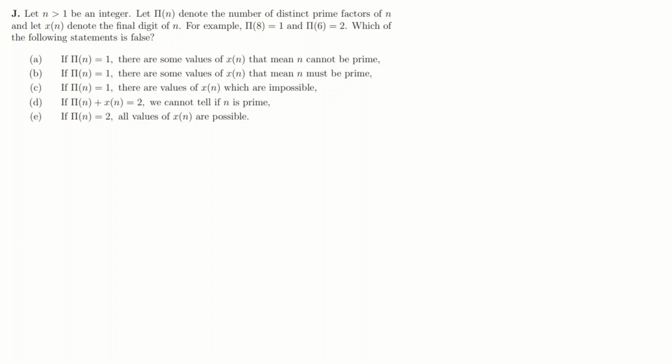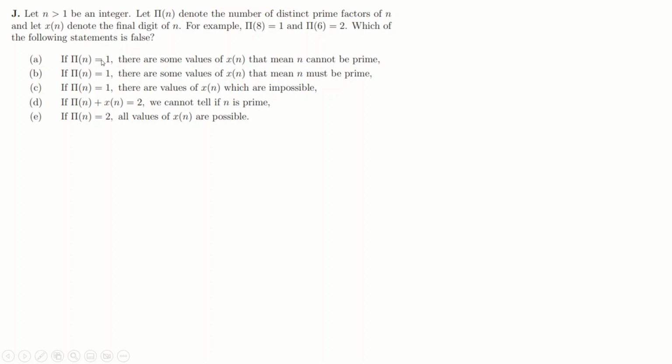I was trying to think of a different one, but I got that wrong. Capital pi of 120 is 3, because it's 2, 3 and 5, I guess. So that's 1, so that's 3. And then x of n is the final digit of n. So x of 61 is 1, and x of 73 is 3, and so on. Easy. Which of the following statements is false?